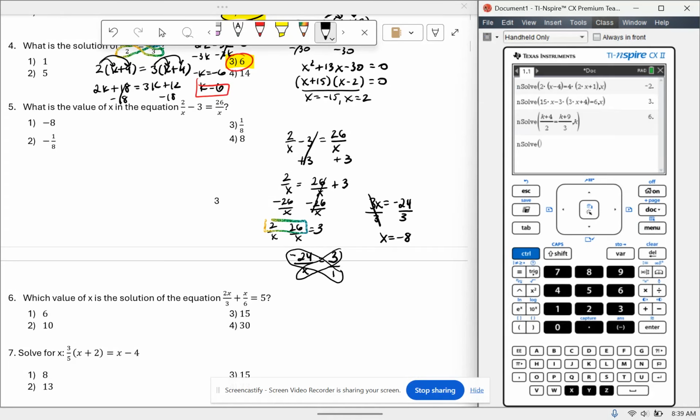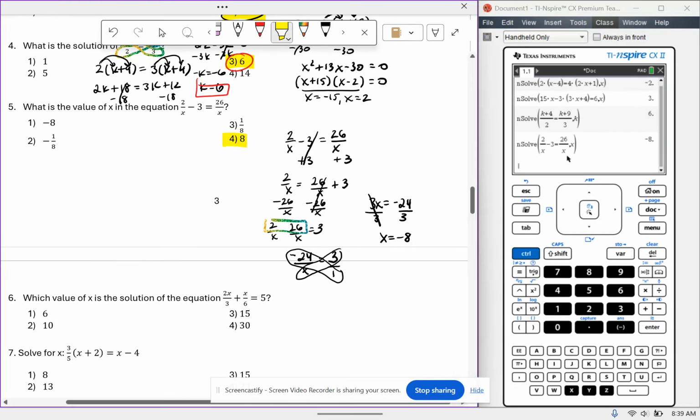Okay. So I have 2 over x minus 3 equals 26 over x, comma x. Yay! Negative 8. Okay.